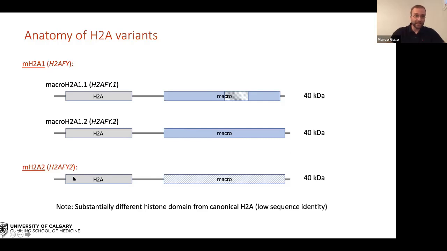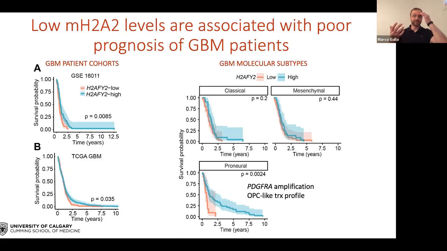Okay, so macroH2A2, encoded by H2AFY2. This is what we really need to remember for the rest of our talk. How we got to the variants of macroH2A2 is that we did an initial screen using clinical data sets. We were looking for histone variant genes whose transcription was sufficient to stratify GBM patients in multiple cohorts.